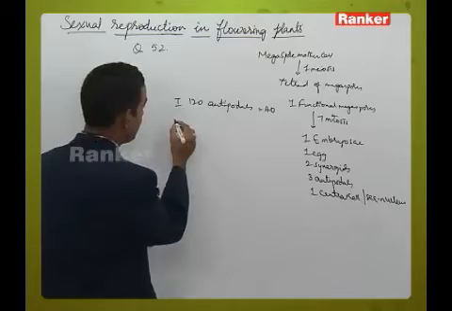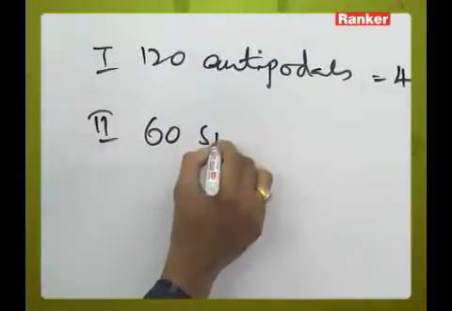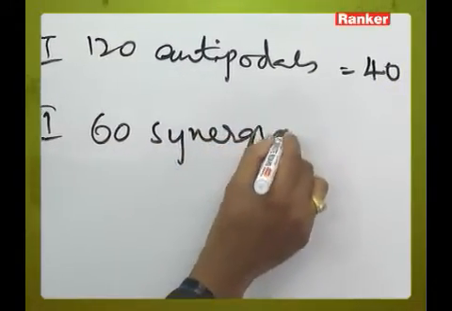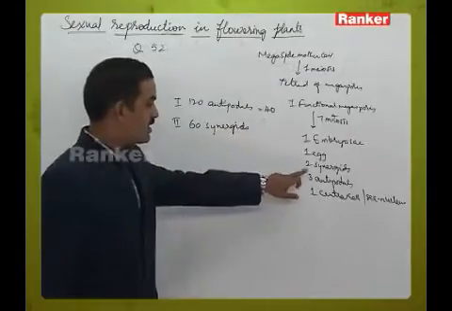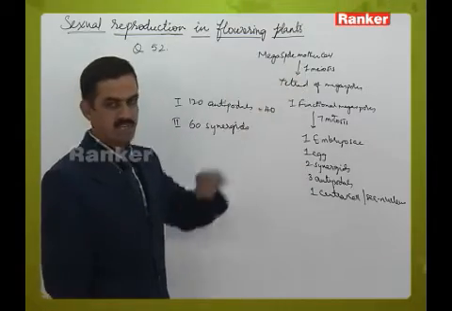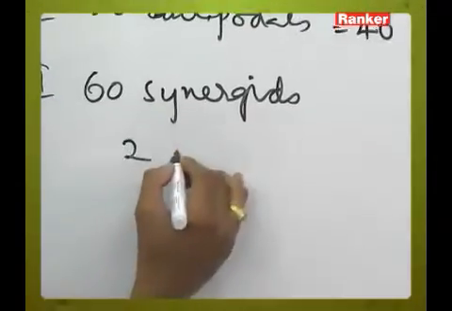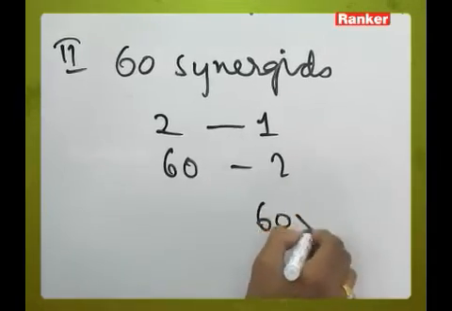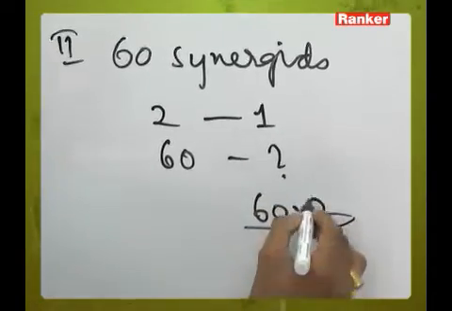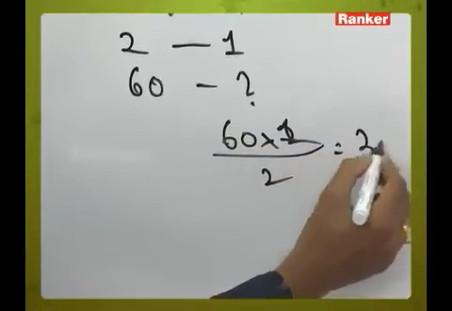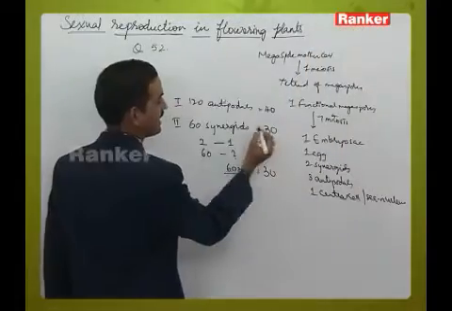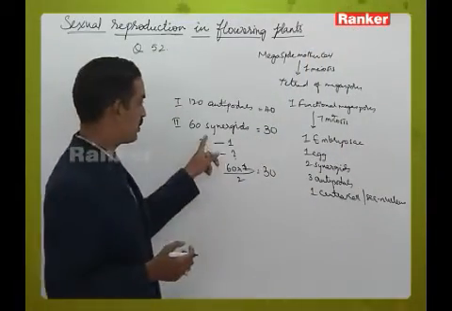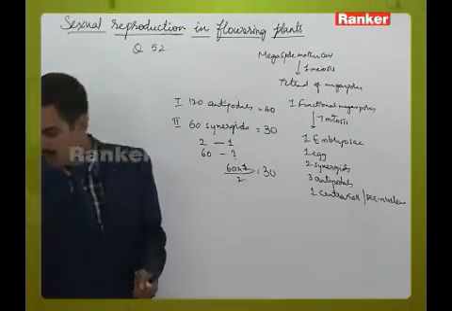Second one, 60 synergids. 2 synergids result from one meiosis. So to produce 60 synergids, how many? 60 into 1 by 2 comes to 30. That is, the meiotic divisions required to produce 60 synergids is 30.